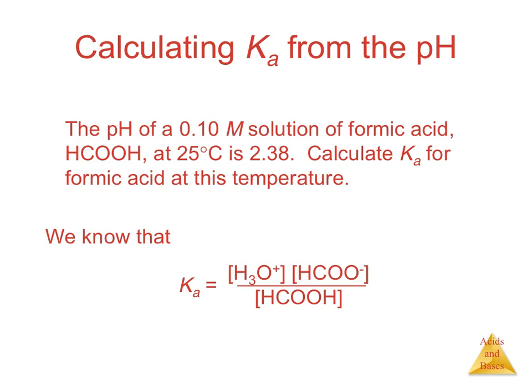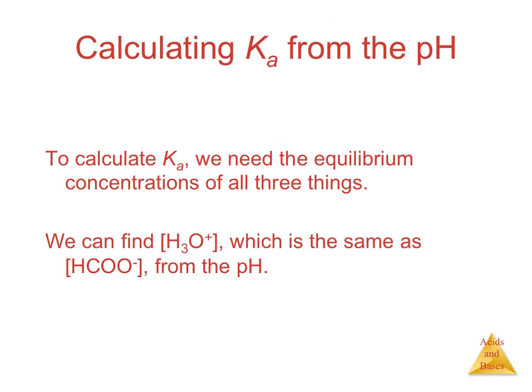Okay, so here's a typical problem that you'll see for Ka. I have a solution that's 0.10 molar formic acid at 25 degrees, and its pH is 2.38. It wants me to calculate the Ka at this temperature. So we know that the Ka expression is the acid concentration times the conjugate base divided by that weak acid's concentration. To calculate the Ka, I need to know all those three concentrations at equilibrium. The acid concentration, which is equal to the formate ion concentration, I can get directly from the pH.